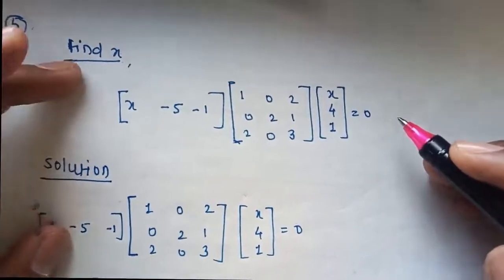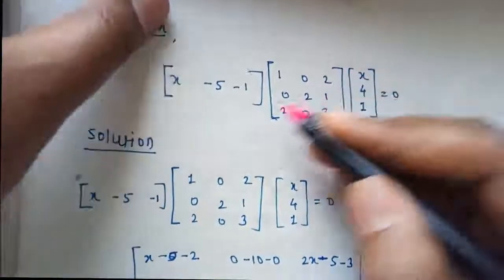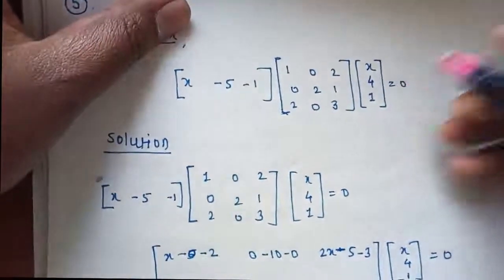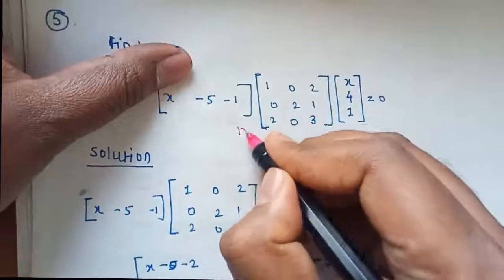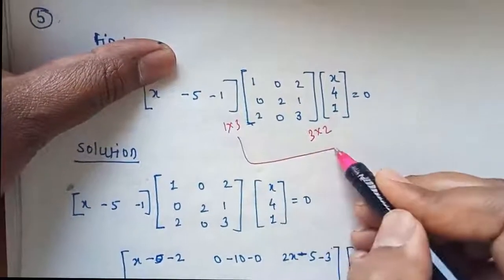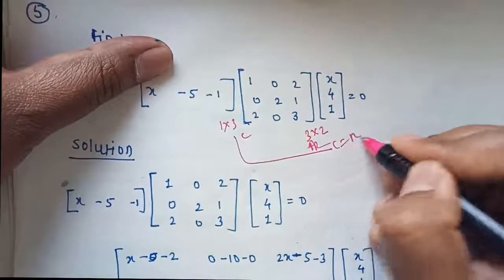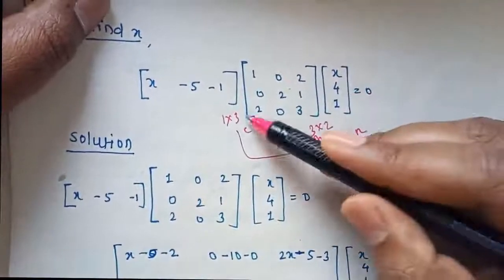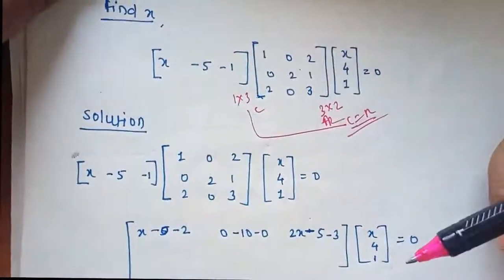Next, they have given find X. They have given this row matrix, a 1 by 3 matrix, and this 3 by 3 matrix, and this is the column matrix. The order of this matrix is 1 into 3 and this is 3 by 3. That means the column of this matrix should be equal to the row of this. If the column equals the row, then we know that we can multiply these two matrices. So straight away, first check the condition whether we can multiply or not. Since they have given find the value of X, definitely this should be multiplicable.